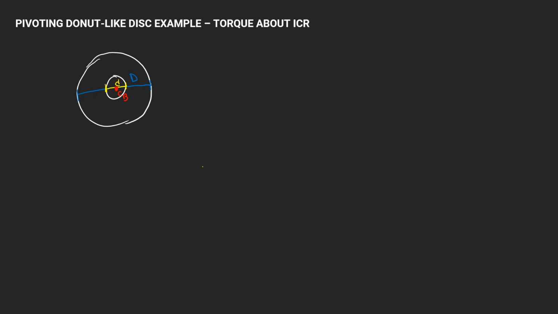Now, also like in the last example, we're going to imagine that this donut-like disc can rotate about point O, right?